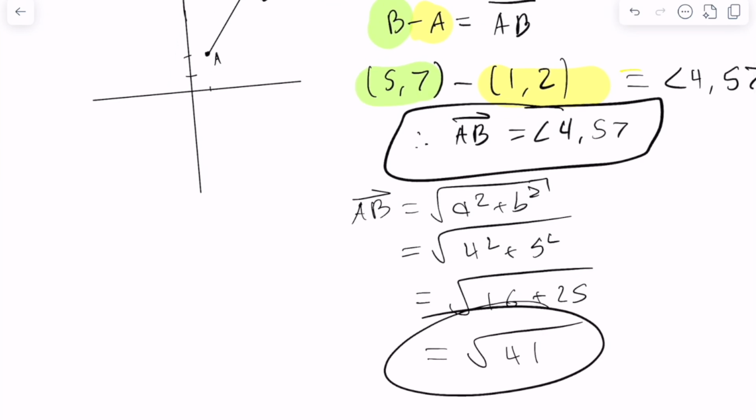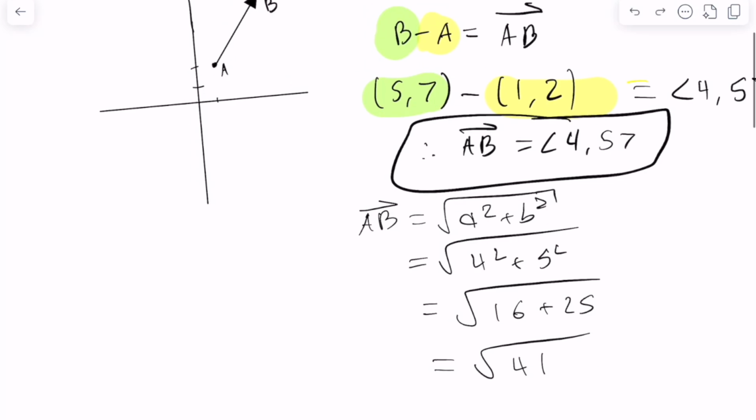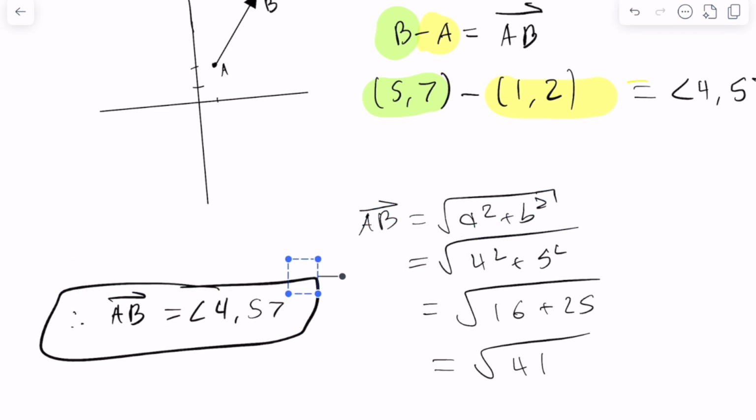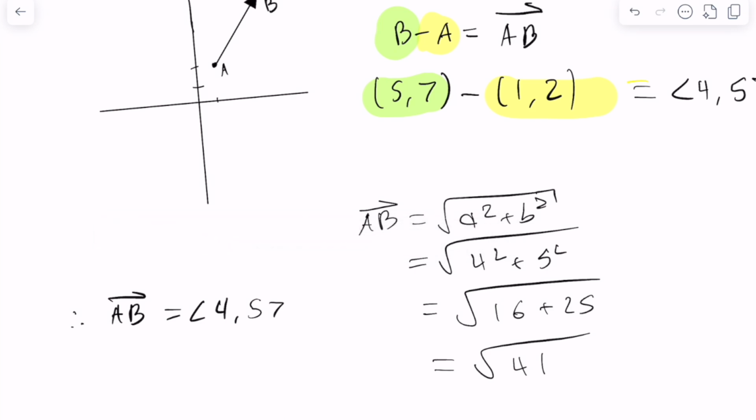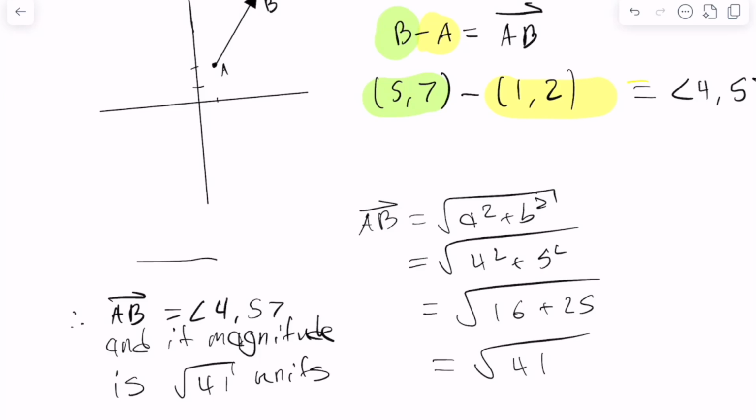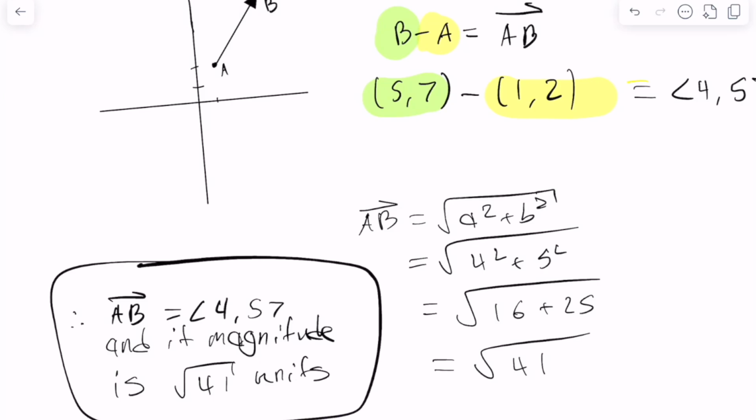So there is your final answer. If I were to write one final therefore statement, let's bring this all down here. So the therefore statement will be, therefore AB equals 4, 5, and its magnitude is root 41 units. There is your final answer, and I hope this video helped.